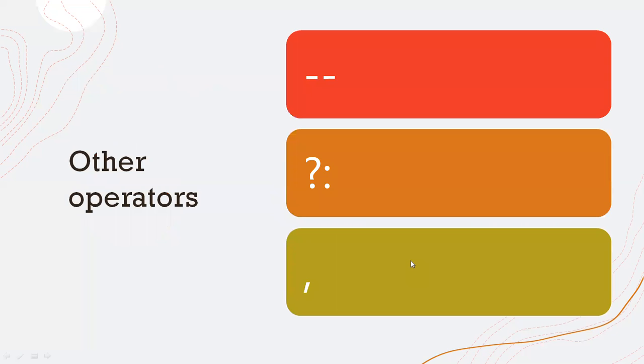Other operators here: unary minus, ternary conditional operator, like question mark and colon, and the comma operator. These are other operators.